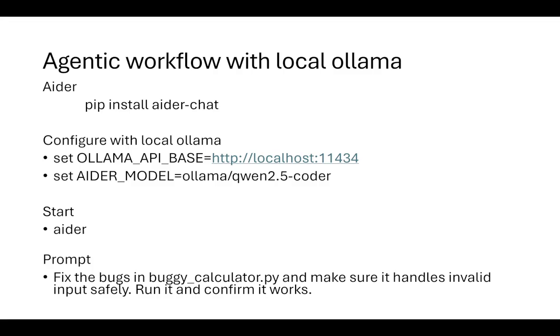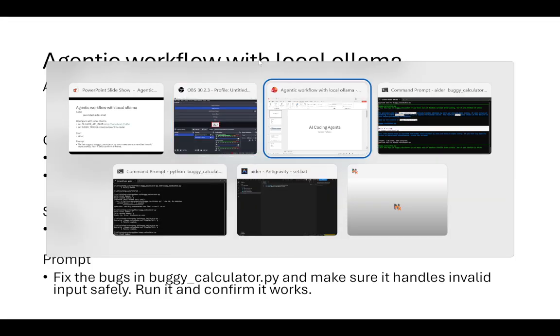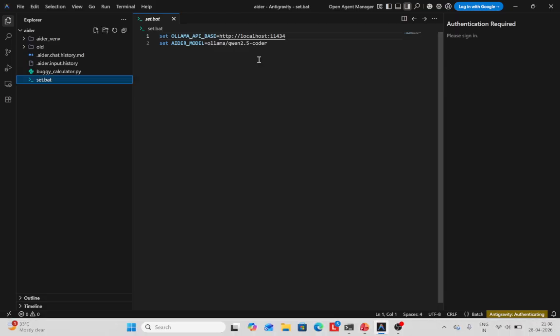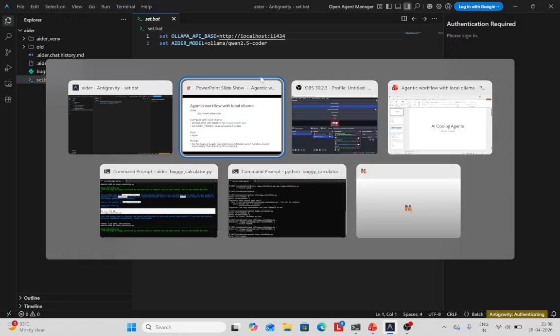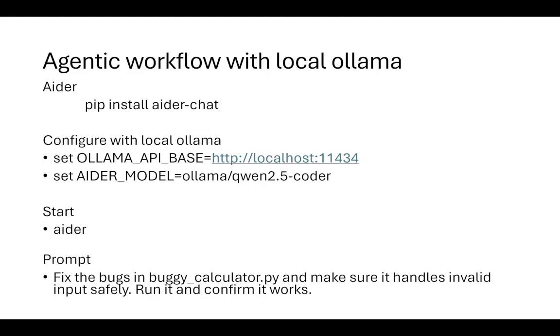Okay, the way you install it is just pip install aider-chat. Okay, to configure it, you have to set the link to your Ollama model, right? So let me quickly jump into the code, right? You set the Ollama base, right? You set the model. So I'm using this Qwen 2.5 coder. Okay, so for this particular example, I'm just going to use a program which is a buggy calculator. Okay, so it has some bugs.